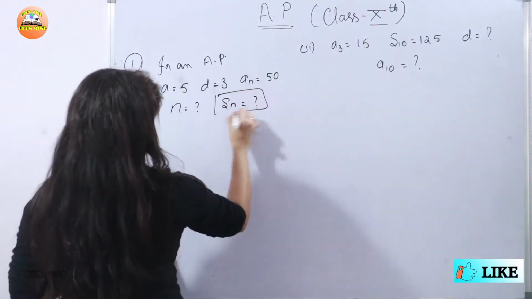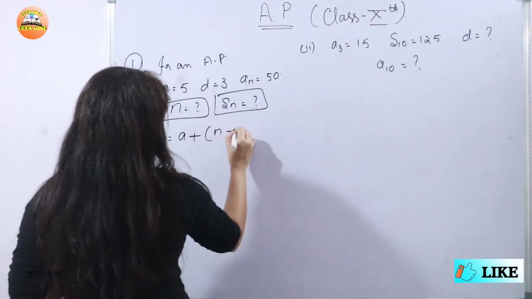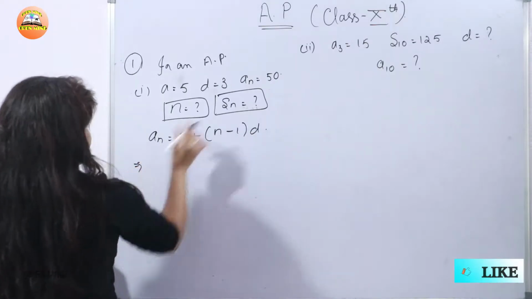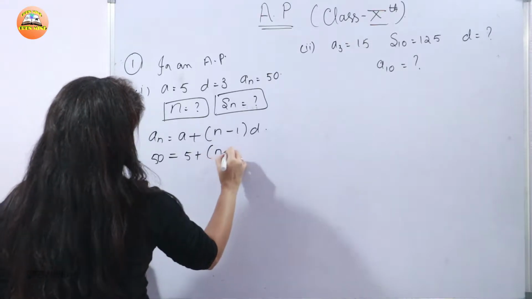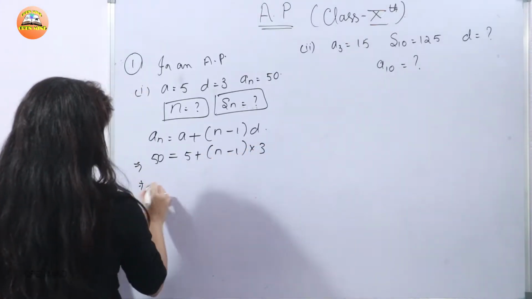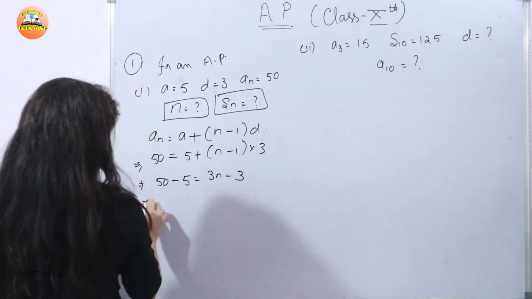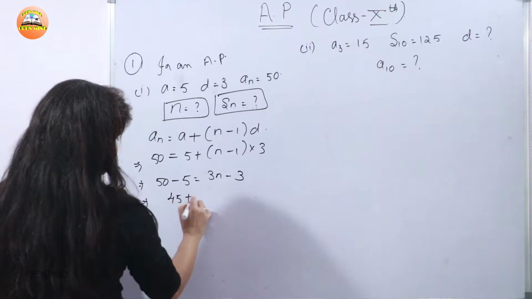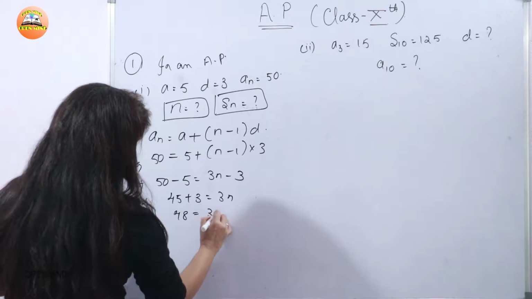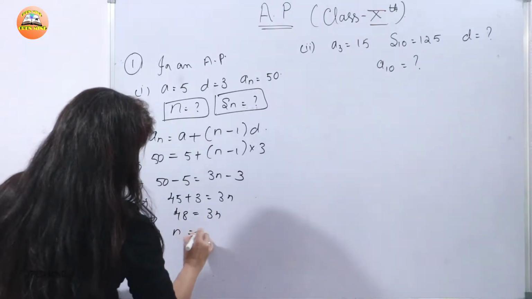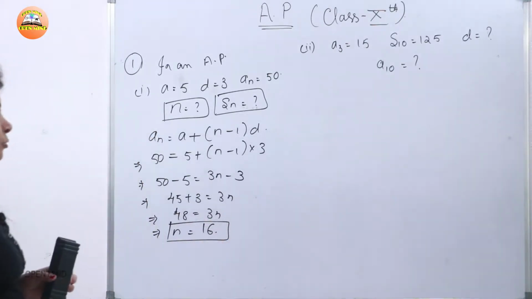Okay, so I'll say the formula. The formula is An is equal to A plus N minus 1 into D. An is equal to 50, which is equal to A, which is 5, plus N minus 1 into 3. So this implies 50 minus 5 is equal to 3N minus 3. 50 minus 5 is 45, plus 3 is equal to 3N. So 48 is equal to 3N, N is equal to 16. So the value of N comes out to be 16.